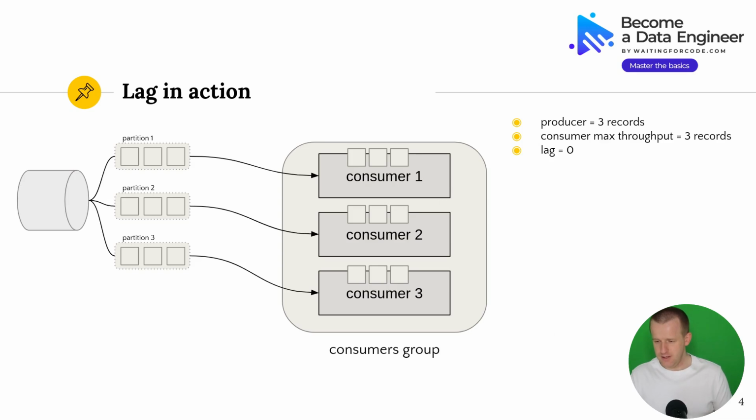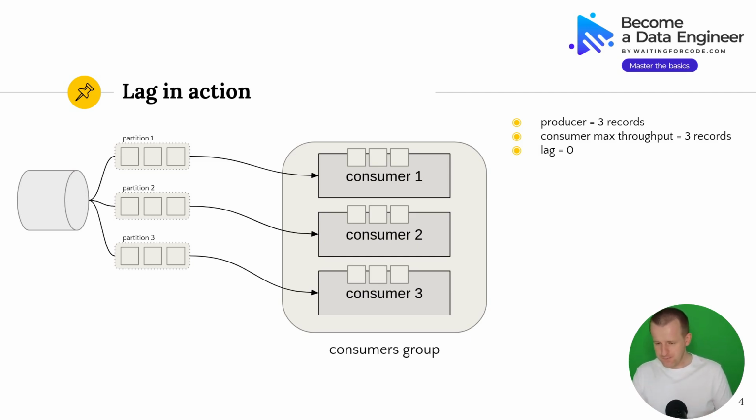And the lag action is like that. First, to start, everything runs smoothly. Our producer sends 3 records every time. Our consumer max throughput is 3 records. We fine-tuned it and the lag is 0.